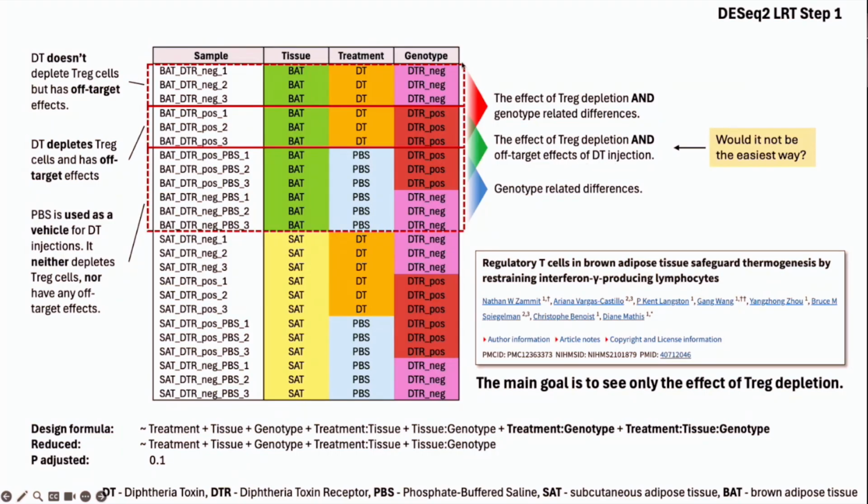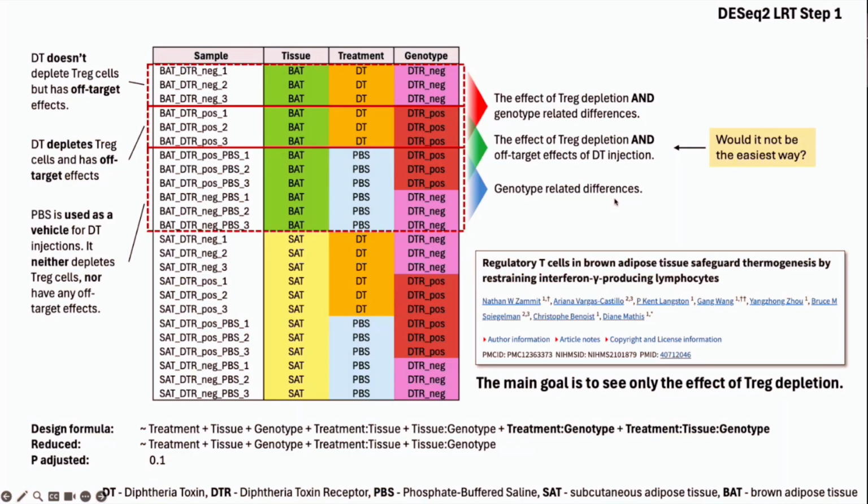If we select other 2 groups of samples, for example, mice that were injected with this DT, and here also injected with this DT, but one is DTR negative, another DTR positive, we would see the effect of Treg depletion and also the genotype-related differences, because we have 2 different genotypes. And if we compare these 2 groups of samples, we will see only the genotype-related differences.